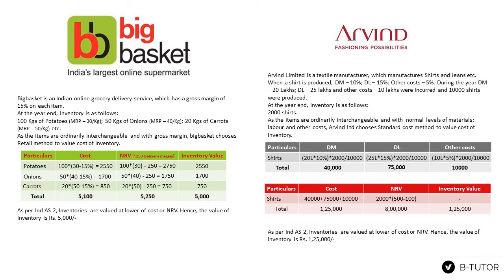NRV, estimated selling price, is 500. Cost of completion comes to 100 rupees. So 2000 into 500 minus 100, which comes to 8 lakhs. Inventory is valued at lower of cost or NRV. Therefore, inventory value is 1,25,000.